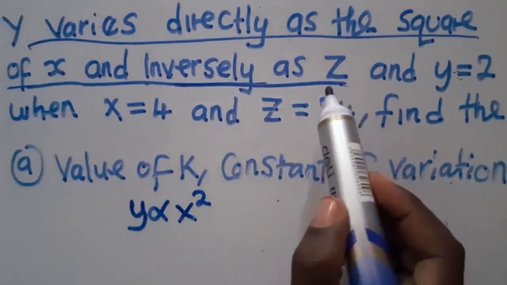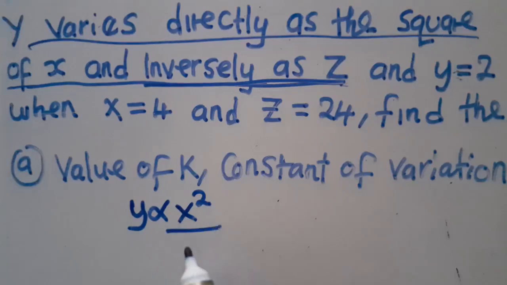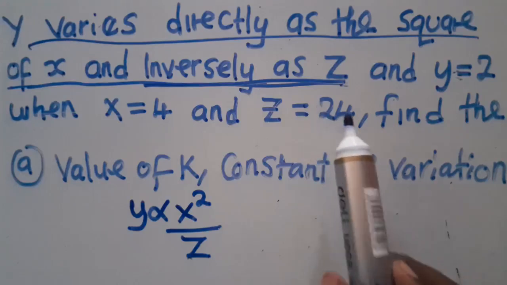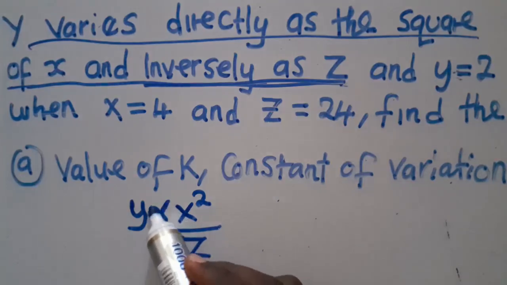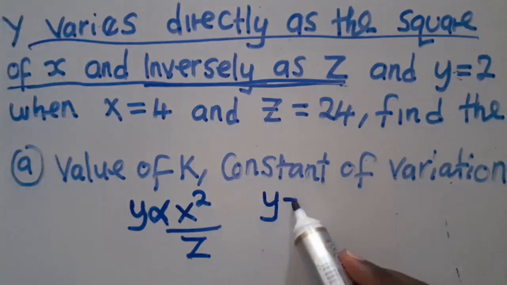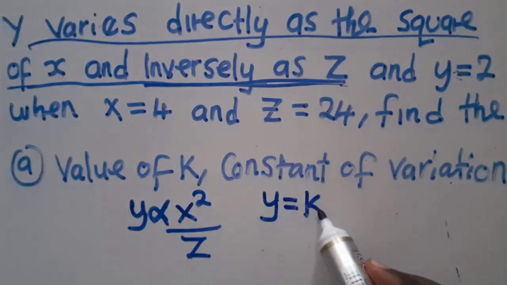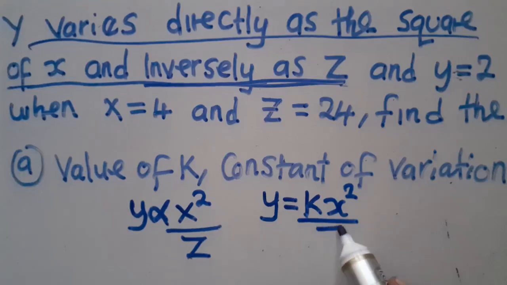I told you that whenever you just hear the word inversely, you just say over. Over what? Over z. So this is what we formed. We've interpreted the data that is given. After you interpret the data, you know that where there is this symbol varies, you're going to put equals and a k. So you're going to have y is equal to k x squared over z.